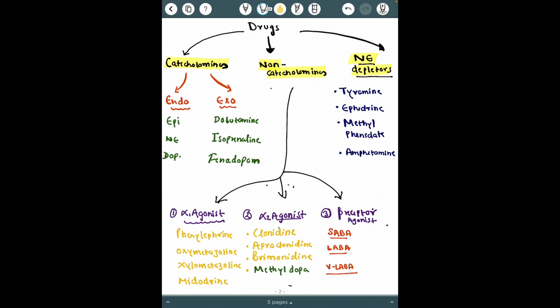In catecholamines there are two types, the endogenous catecholamines and the exogenous catecholamines. Endogenous are present in our body itself, and exogenous are given from outside. The endogenous ones are of three types: epinephrine, norepinephrine and dopamine. The main function of epinephrine is that it is the drug of choice for anaphylactic shock.